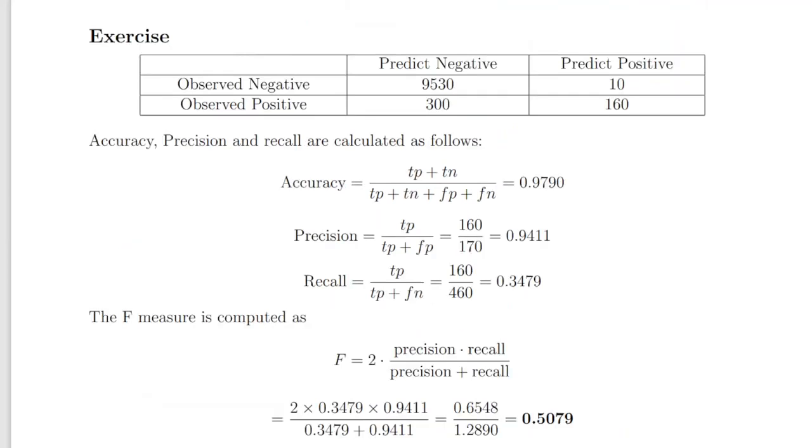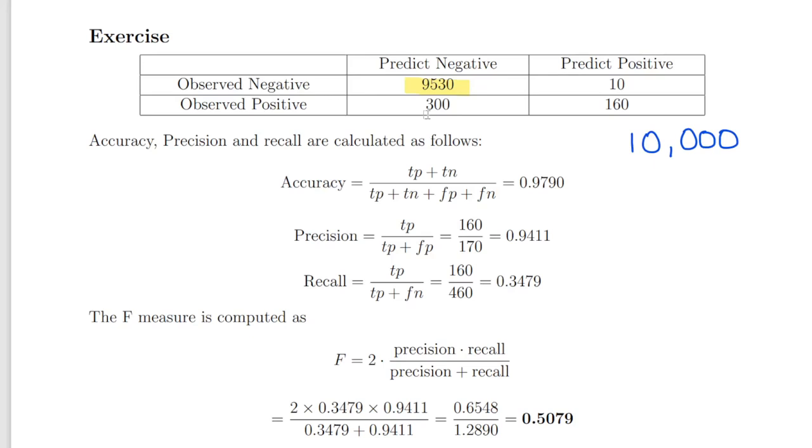I'm going to go down here to the exercise that we were asked to do. We have observed negative, observed positive, predicted negative, and predicted positive. Altogether, there are 10,000 cases here. We have 4 scenarios. The scenario observed negative, predicted negative has 9,530 cases. This is by far the largest of the 4 scenarios in terms of numbers.